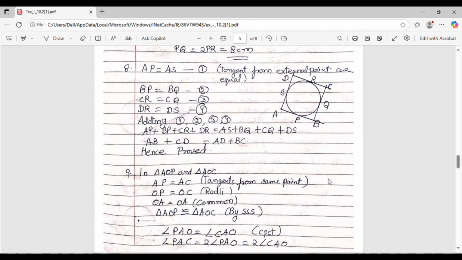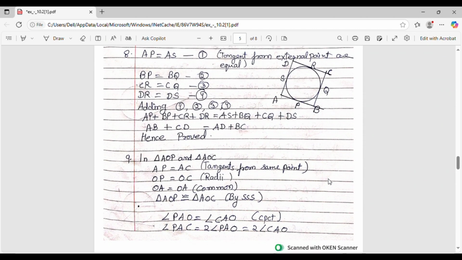Question number 8. A quadrilateral ABCD is drawn circumscribing a circle. Prove that AB plus CD is equal to AD plus BC. So from the figure we can say AP is equal to AS because these are the tangents from the same external point. BP is equal to BQ, CR is equal to CQ, and DR is equal to DS. By adding all the four equations, we will get AB plus CD is equal to AD plus BC, hence proved.